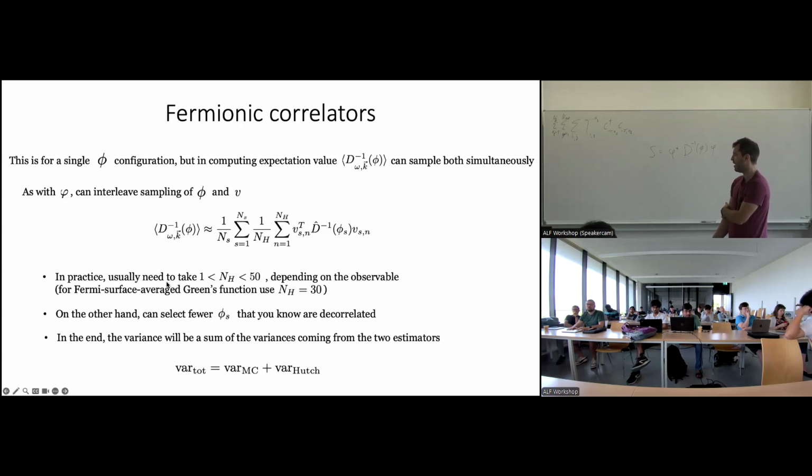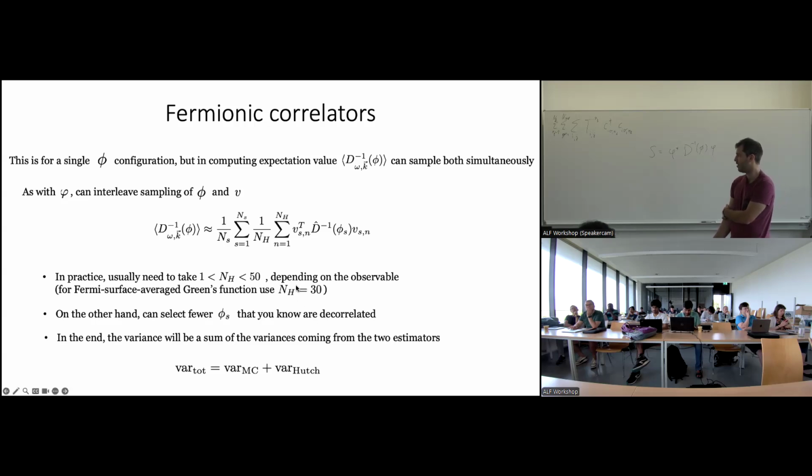So in practice, this NS is fixed. It's like the number of Markov chain configurations that you have. And this NH is what you choose, however large you need it to beat down the extra variance coming from this extra stochastic calculation. In practice, we choose it to be between 1 and 50 for all the observables that we compute.